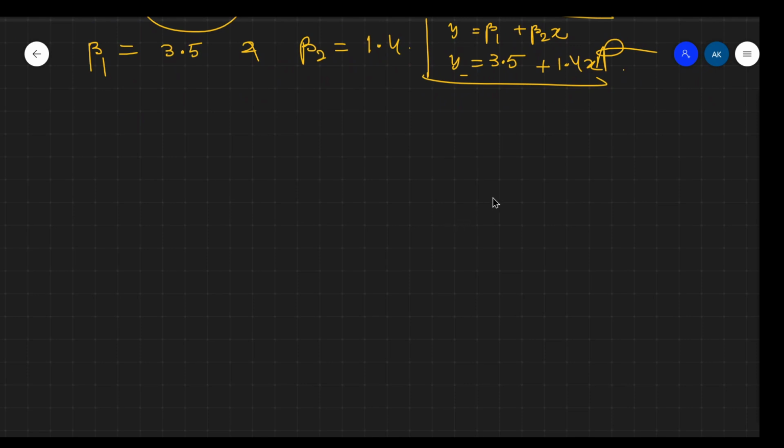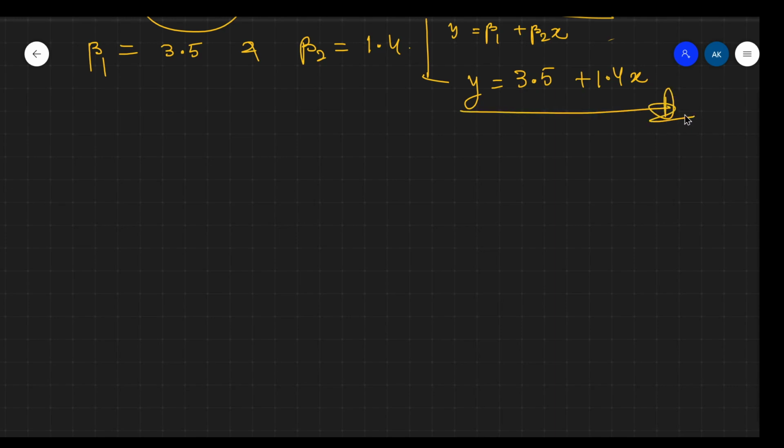sorry, John asked me to write neatly. I'm extremely sorry. My handwriting is not so good, man. But still, y is equal to beta 1, which is 3.5, plus 1.4x. This is your answer. For this straight line, your errors will be minimum.